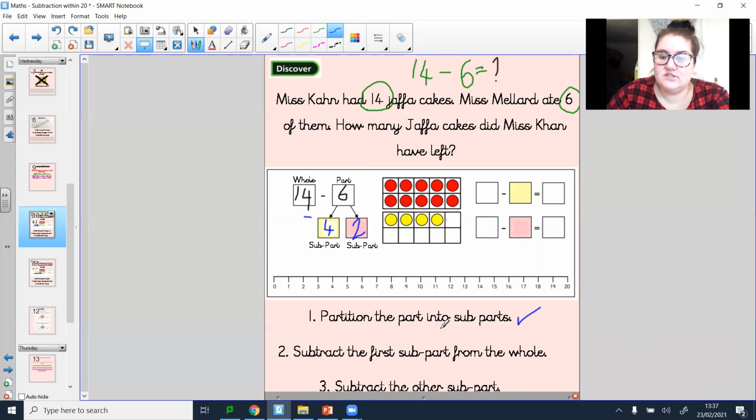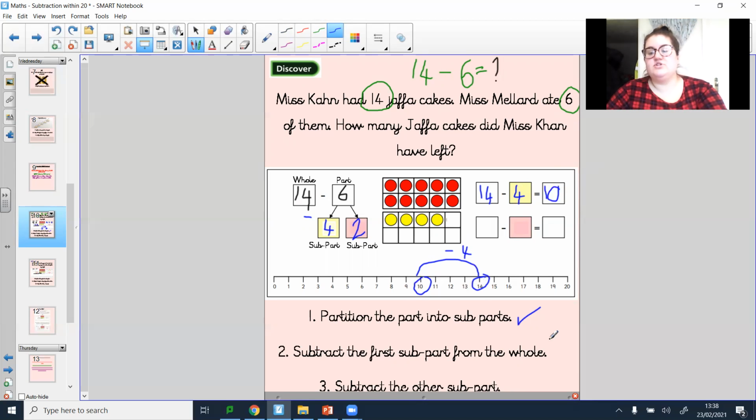Let's look at step 2. Subtract the first subpart from the whole. Well, here's the first one, here's the second one, and this is my whole. My whole is 14. That's how many Jaffas Miss Khan had altogether, and we're going to subtract the first subpart, which is 4. So I'm going to start at 14, and I know that if I subtract 4, that will allow me to cross through 10. Okay, so 14 subtract 4 is 10.